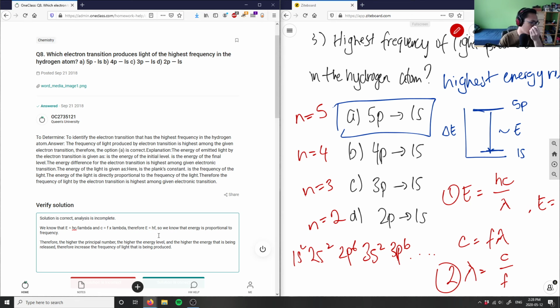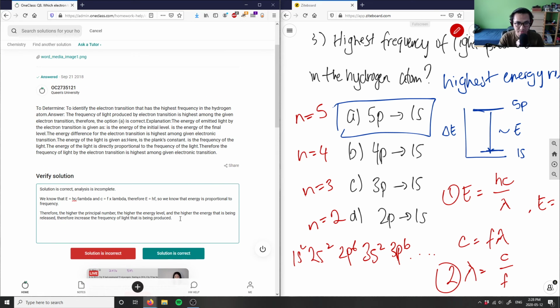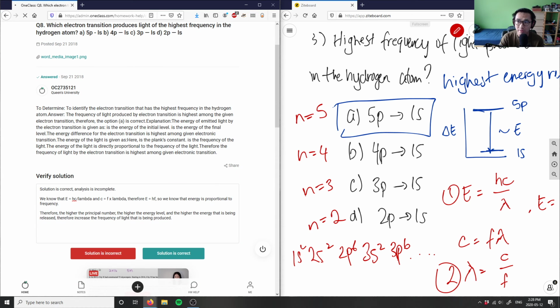So this here would be the correct analysis for this problem. So I'm going to say solution here is correct, but they just had a very poor analysis because I think their question was probably cut off by something here. So I'm going to say solution here is correct.